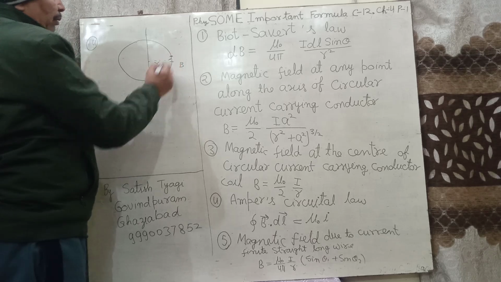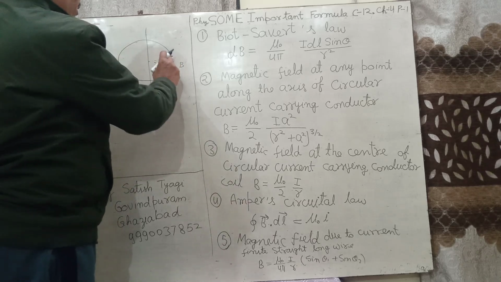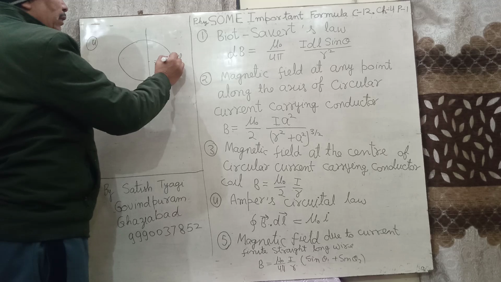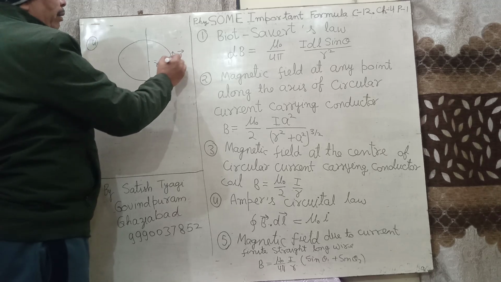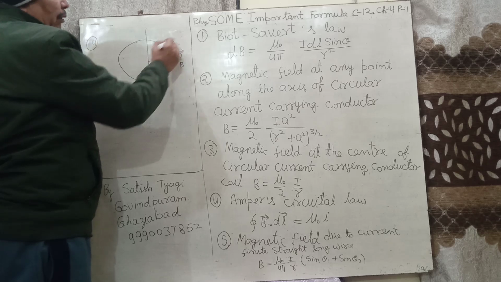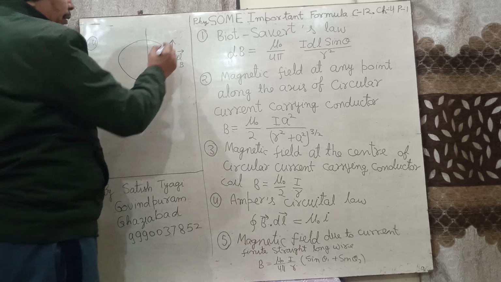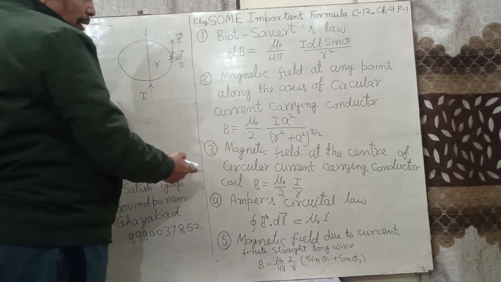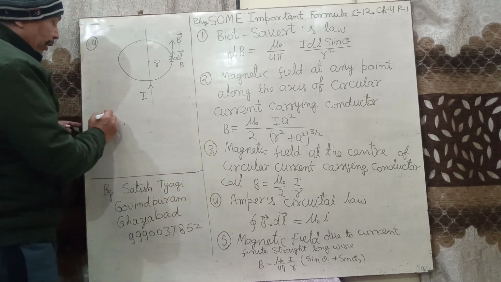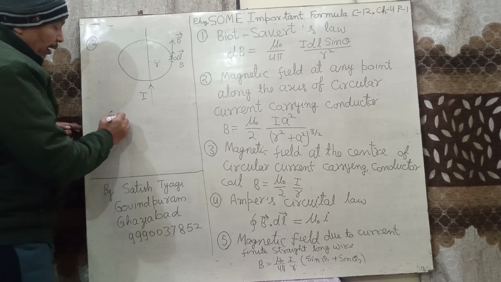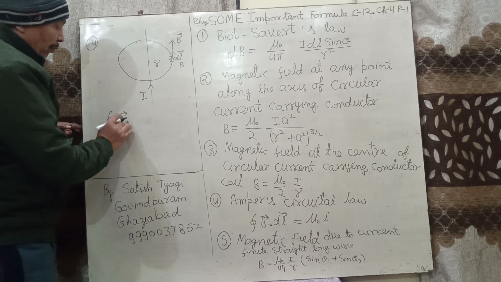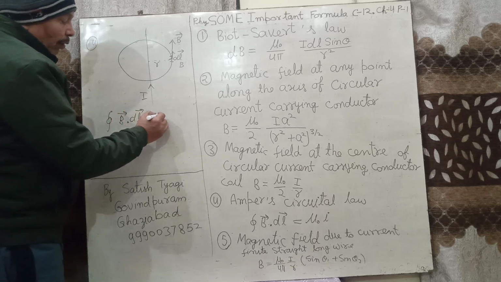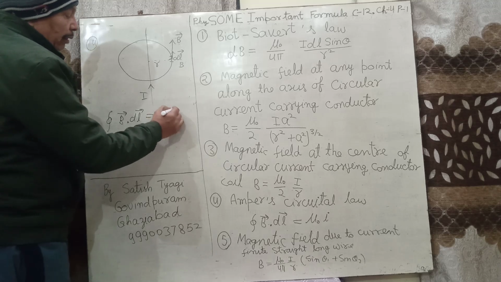Suppose this is the length of the circle, dl. This is the length element dl, and the direction of the magnetic field is B. Then, according to Ampere's law, the integration of vector B dot vector dl is equal to mu 0 into I.